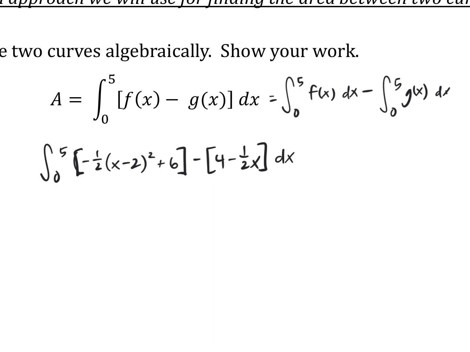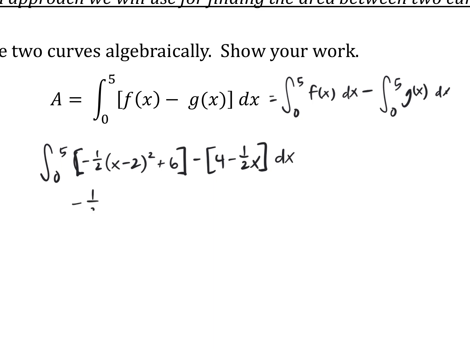And now before I try and integrate any of these things individually, let's just do a little bit of algebra to make this look a little bit nicer so that way we don't have to integrate all of that stuff, okay? So, careful with your algebra here, parentheses first, right? You gotta factor your stuff out here.